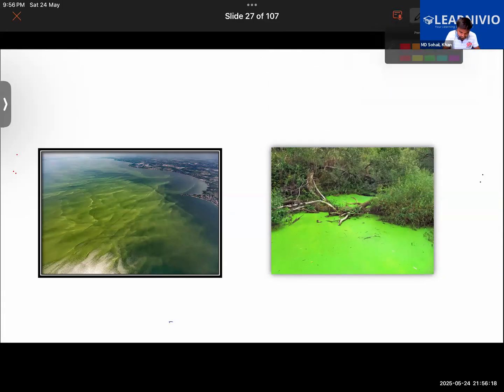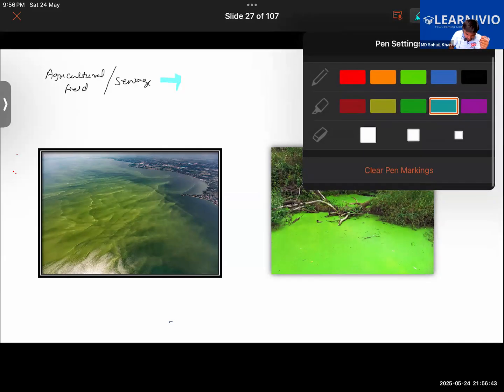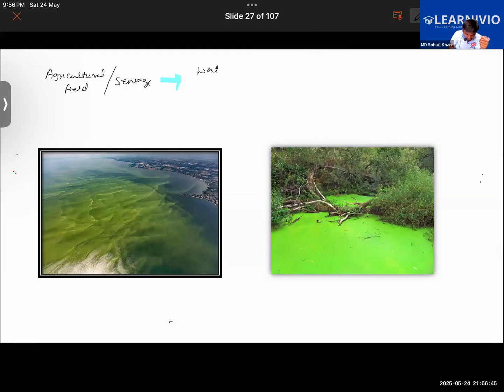Okay, see. What I'm saying is that when an excessive amount of nutrients is being added to the water bodies, where are these nutrients coming from? They come from the agricultural fields and from the sewage. These nutrients end up in the water bodies. Aman, getting it now? And Abu Bakr? In the water bodies they end up.